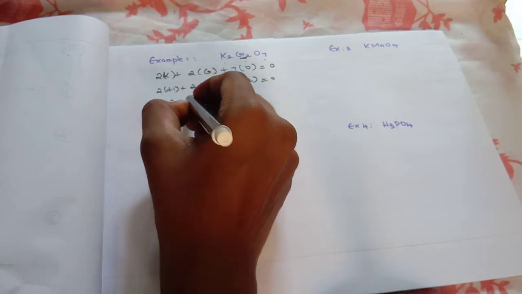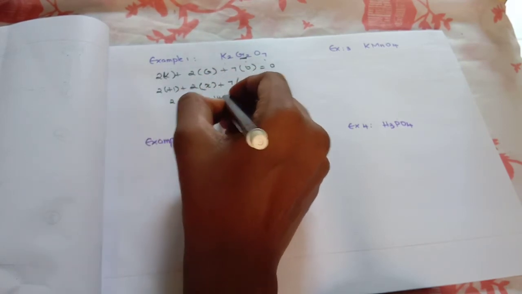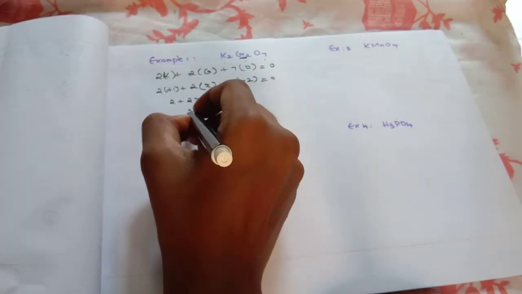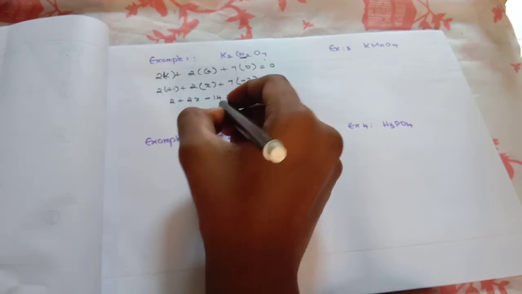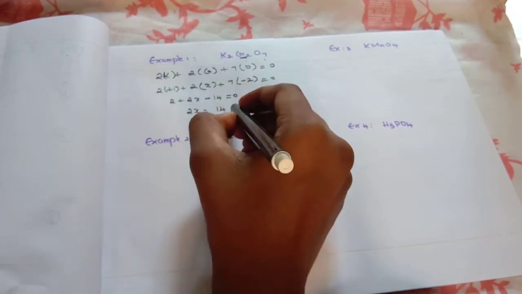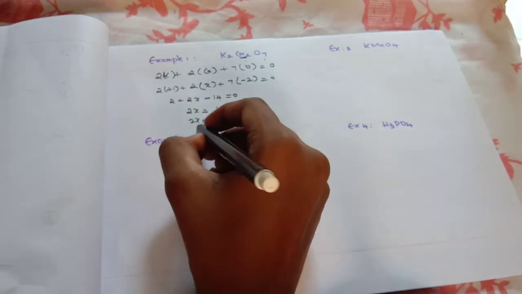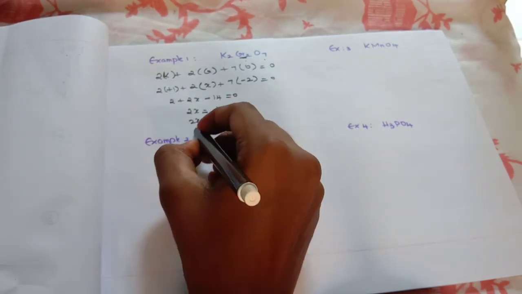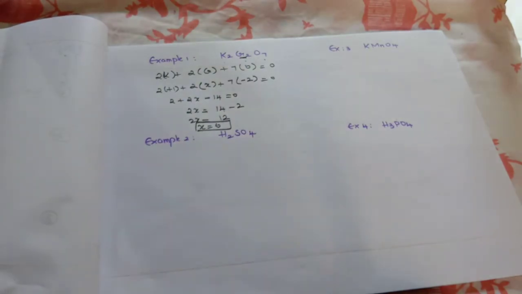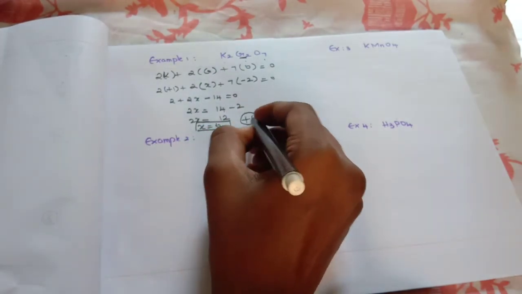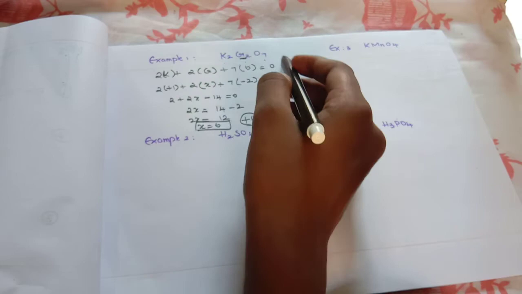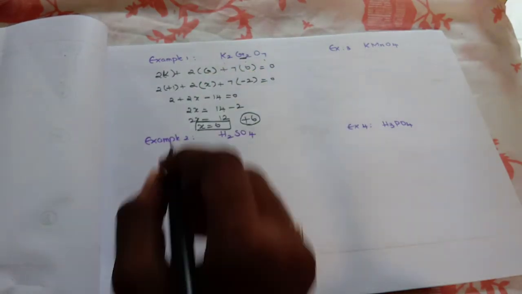So 2 plus 2X minus 14 equal to 0. So 2x is equal to, if this 14 goes here, you will get plus 14 minus 2, right? 12. 2x is equal to 12, then x is equal to 6. This is your final answer. Plus 6 is the oxidation number of chromium in potassium dichromate. Okay? Now let's solve example number 2.